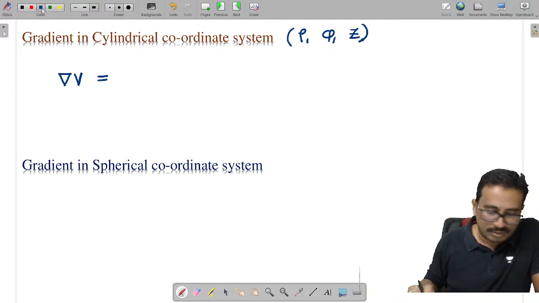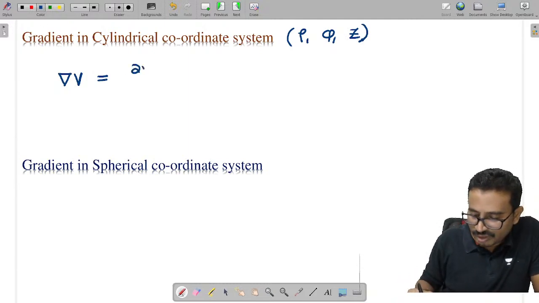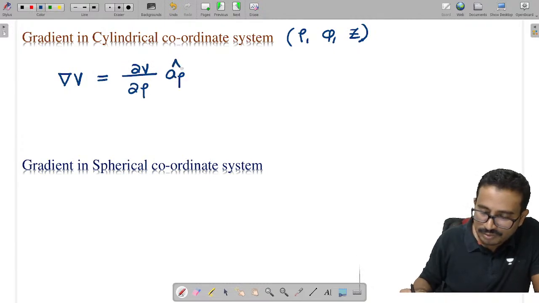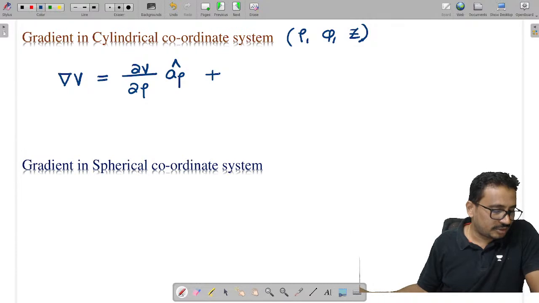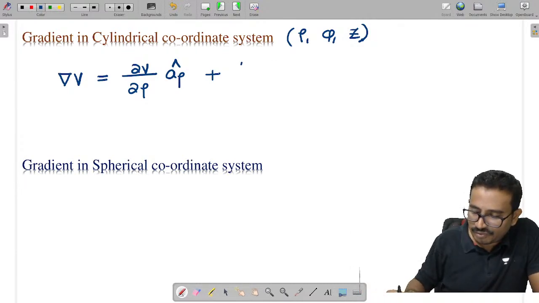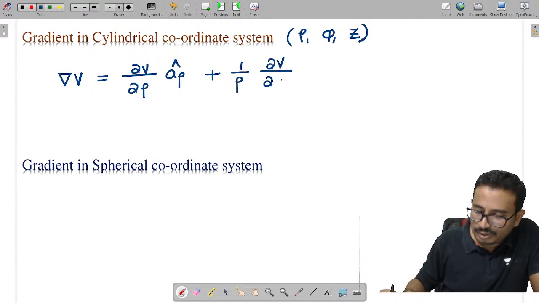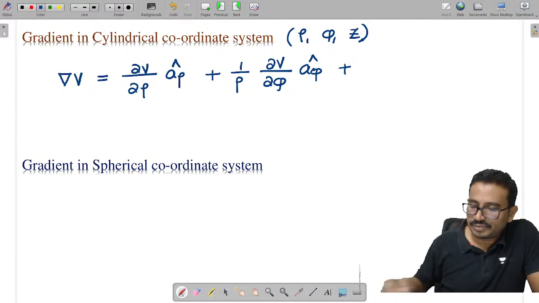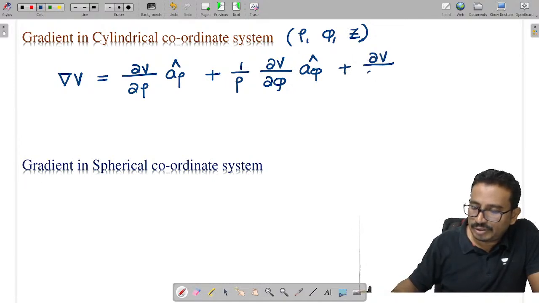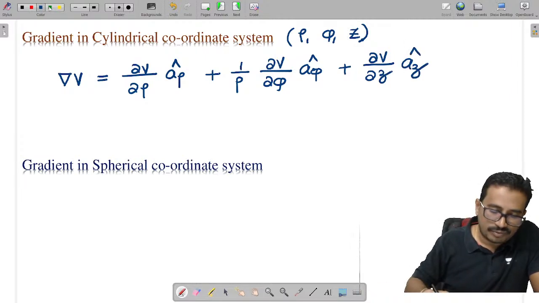Now del V is given as dou V by dou rho into a rho, the change with respect to rho. Next, along phi, this is 1 by rho into dou V by dou phi into a phi, plus dou V by dou z into az. Is it fine, all of you?